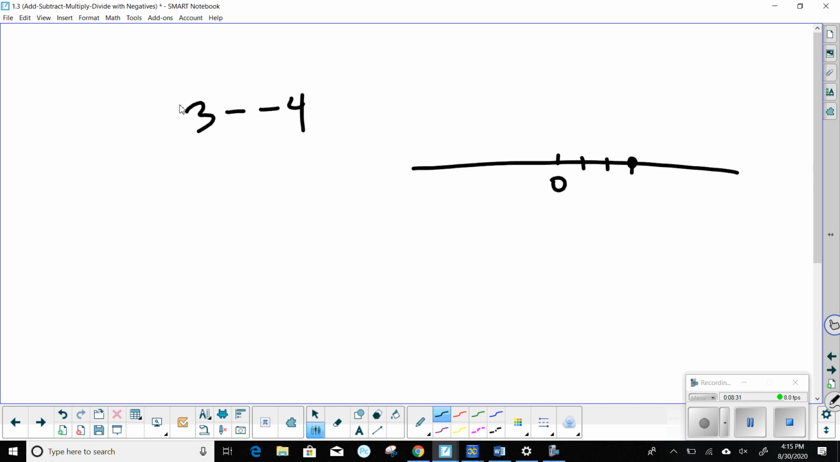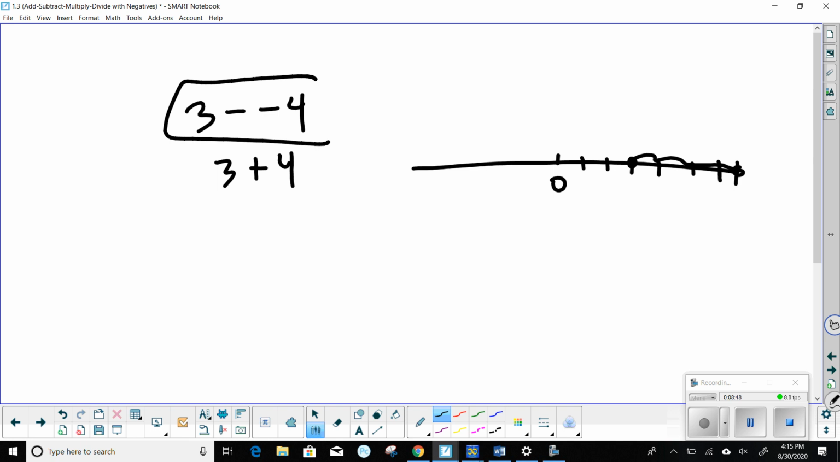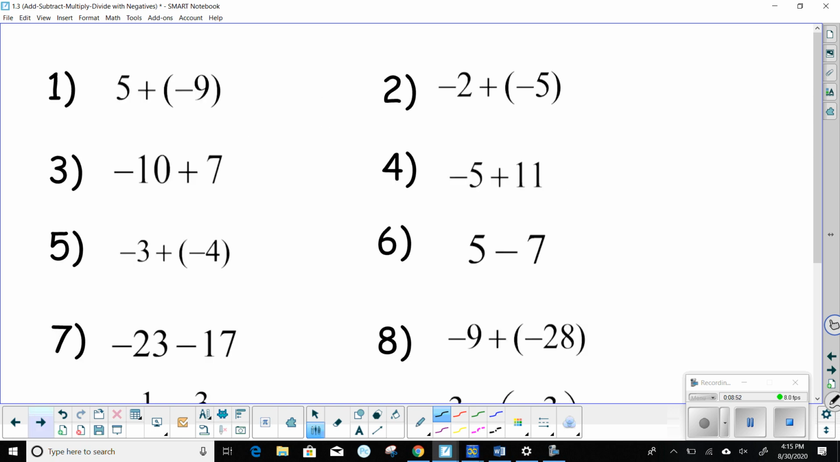So when you have minus a negative, just remember the 2 together make it a positive. It ends up being 3 plus 4. So the one negative moves me left. The other one flips me back right. I end up moving to the right. You end up there at +7. Okay, so that's just one other side note. Minus a negative changes to a positive. All right, here are some practice problems.